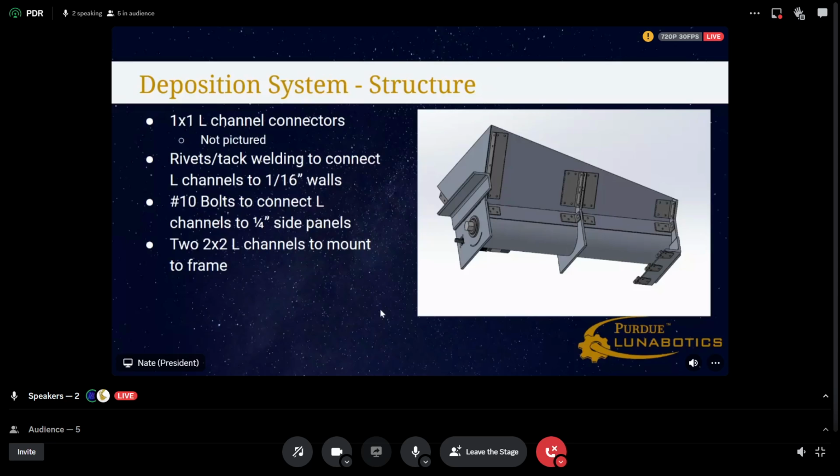We'll be using actual bolting to connect them to the 1/4-inch side panels, which you can see in the middle. Right above the round tube bottom, there is a side panel, and there's a side panel right here. Those are 1/4-inch, and so those are going to be very important structural pieces. And then on the front and back, we have two 2x2 L channels, which will serve as the connection point of the deposition system to the frame.